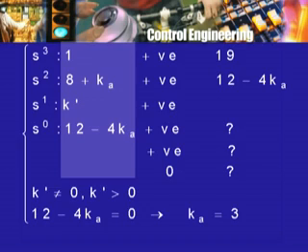And then what is it that you have to look for? You have to look for change in sign of the entries as you go from top to bottom. So, I start with the top. This is 1, it is positive. Second entry is 8 plus Ka.